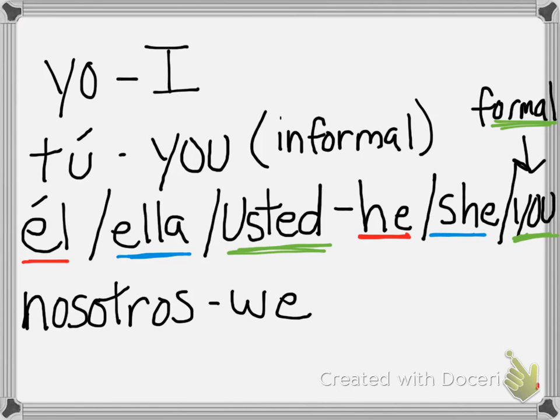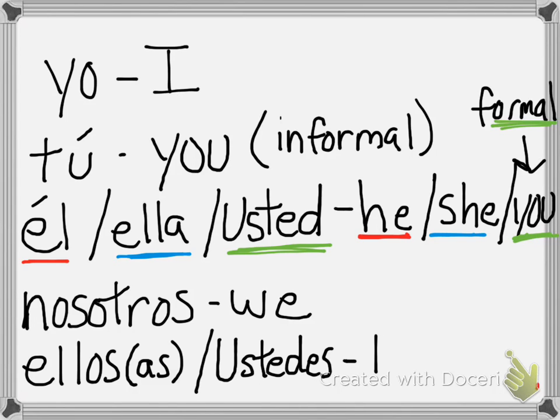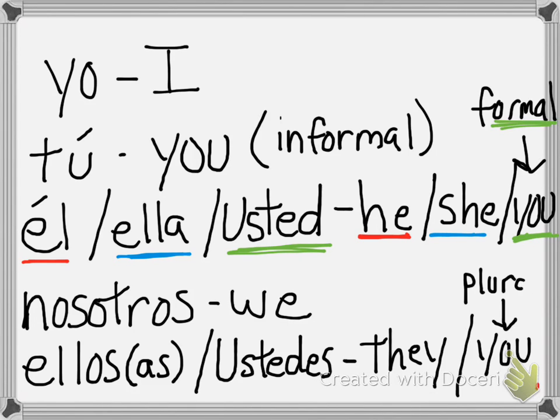Additionally, we have the word nosotros, which is the Spanish word for we. Ellos or ellas. I only wrote out the word ellos for sake of space, but ellas is also a word in Spanish that refers to they, as in a group of all females. So generally you're going to use the word ellos because that can refer to all males or a mixed crowd. Then in Spanish we have another word for you. It's ustedes, and this is the plural form of you.